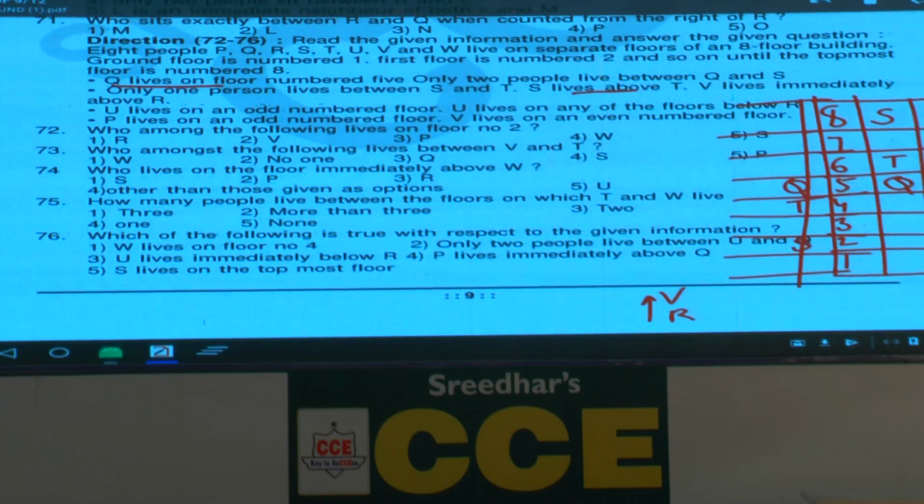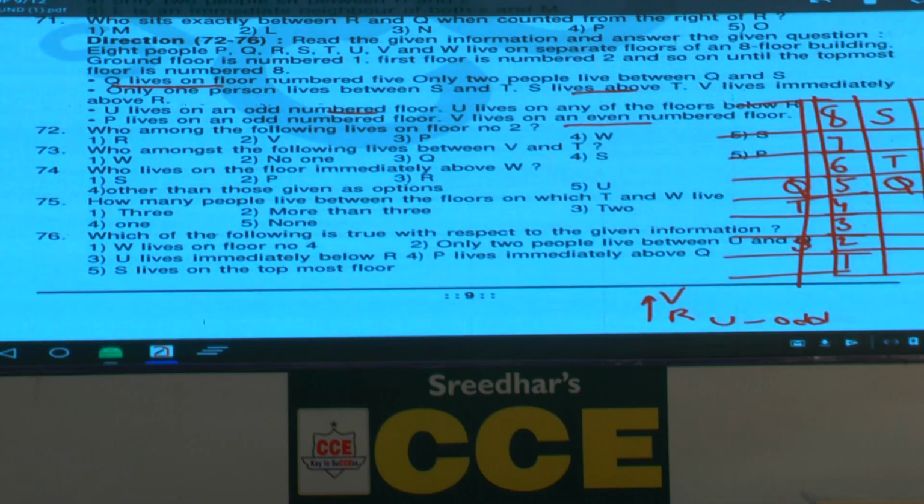V lives immediately above R, and U lives on an odd number floor. U lives on any one of the floors below R. U is below this R, isn't it? U is in an odd number floor and below this R. Now, V lives on an even number floor, that is clearly given. As V lives on an even number floor, then what are the possibilities here? V can be either on the fourth floor or on the second floor.